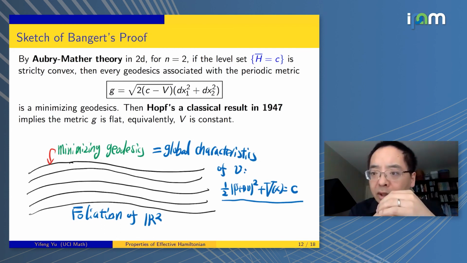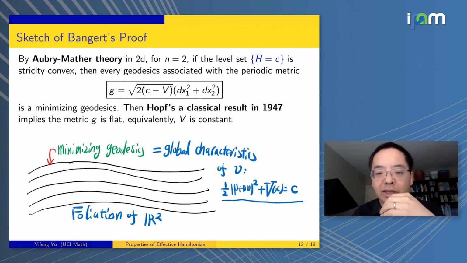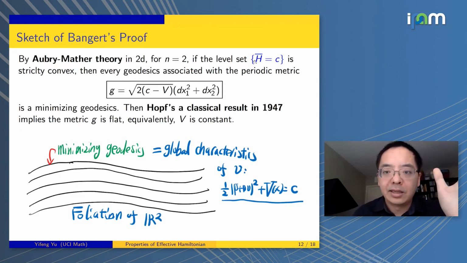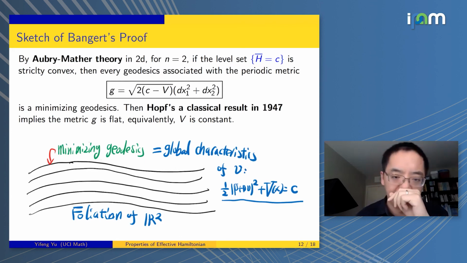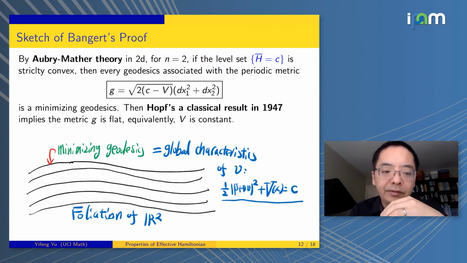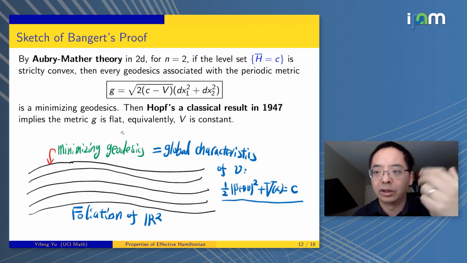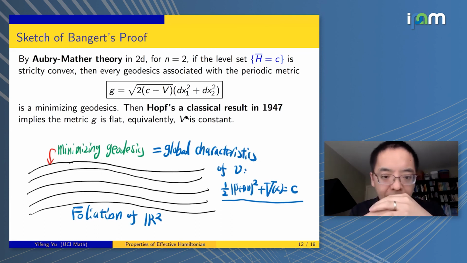A geodesic is just a critical point of the distance function. If you think of the sphere, each great circle is a geodesic, but only the minor arc is the minimizing geodesic. But here the point is, by using the Aubry-Mather theory, I'm going to prove that if this level set is strictly convex, then it implies that for this periodic metric, each geodesic is a minimizing geodesic. There's no conjugate point. And then there's a classical result by Hopf in 1947, and he proved that if for every periodic metric every geodesic is a minimizing geodesic, then the metric has to be flat. This is the so-called Hopf conjecture. So the equivalent means that V is constant. So here, let me say a little bit.